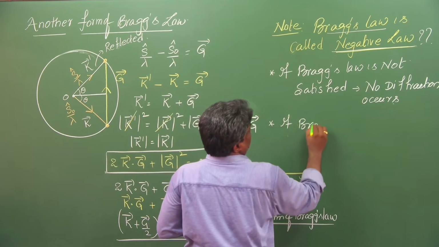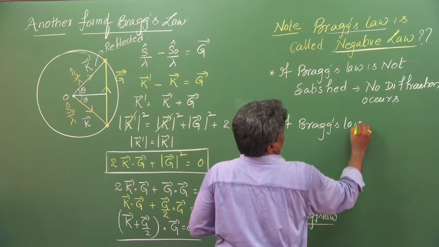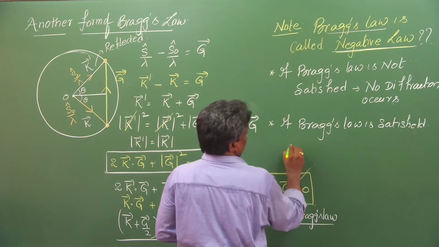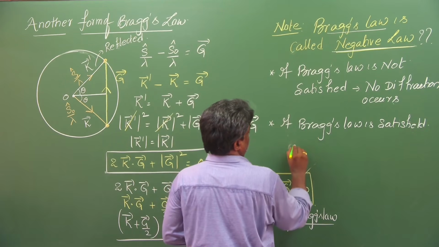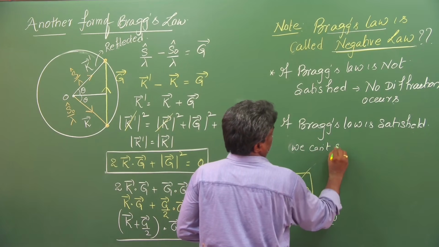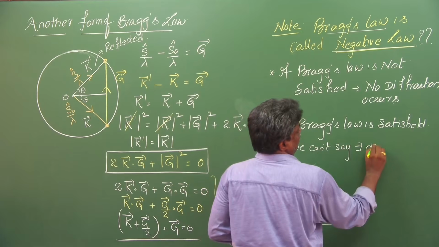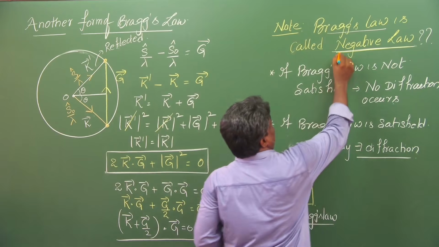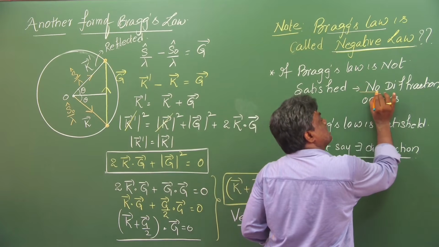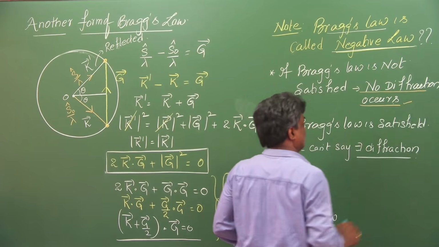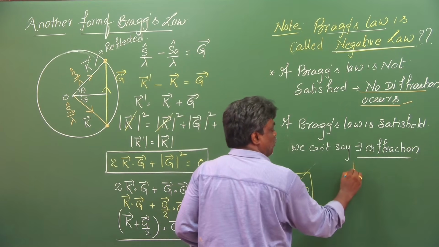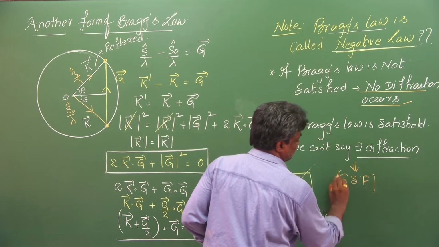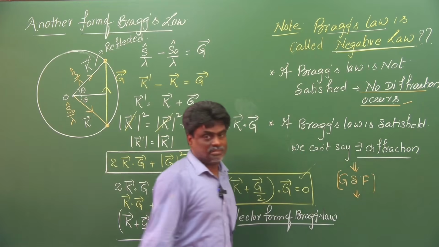But if Bragg's law is satisfied, we can't say there exists a diffraction. That's why this is called negative. It is 100% saying about no diffraction occurring, but this one it cannot say. That's why we have to take the help of the geometrical structure factor, GSF. This will decide whether the diffraction occurs or not.